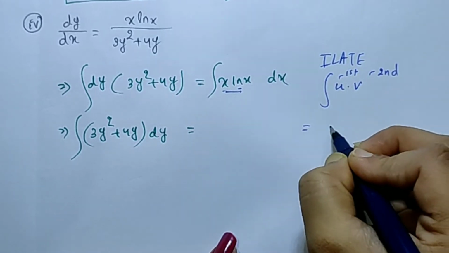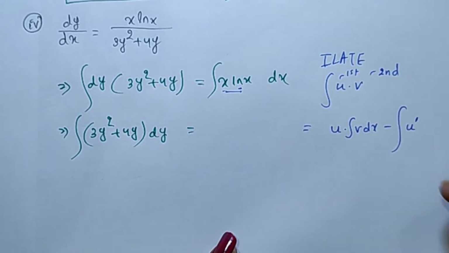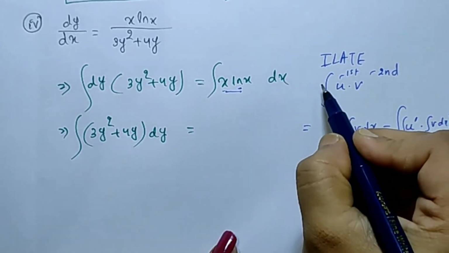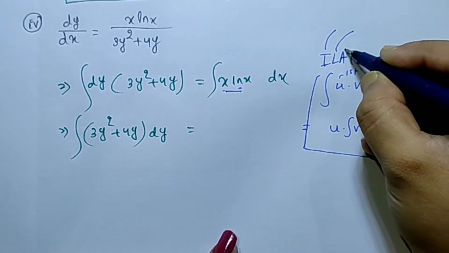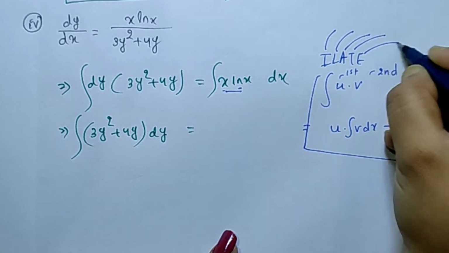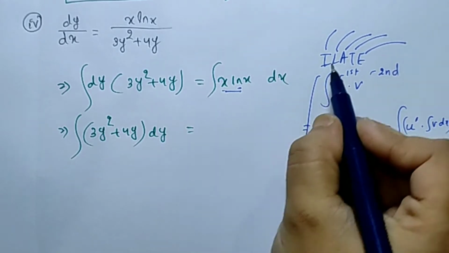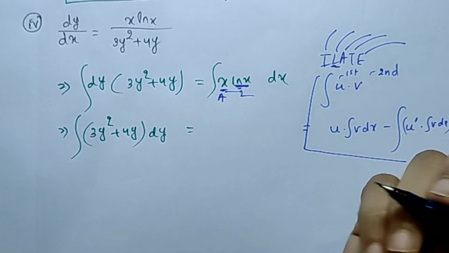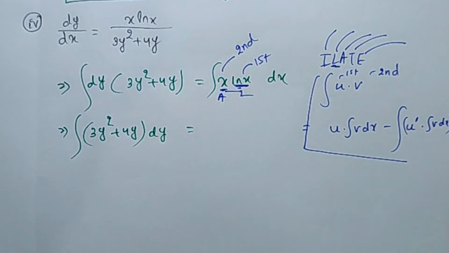What is integration by parts? First function into integration of second minus integration of derivative of first function into integration of second. This is our formula. I means inverse, L means logarithmic, A means algebraic, T means trigonometric, E means exponential. I have told you in the previous lesson. So here this is logarithmic and this is algebraic. Which one is the first function? Logarithmic is the first function and algebraic is the second function. Now let's apply the formula.